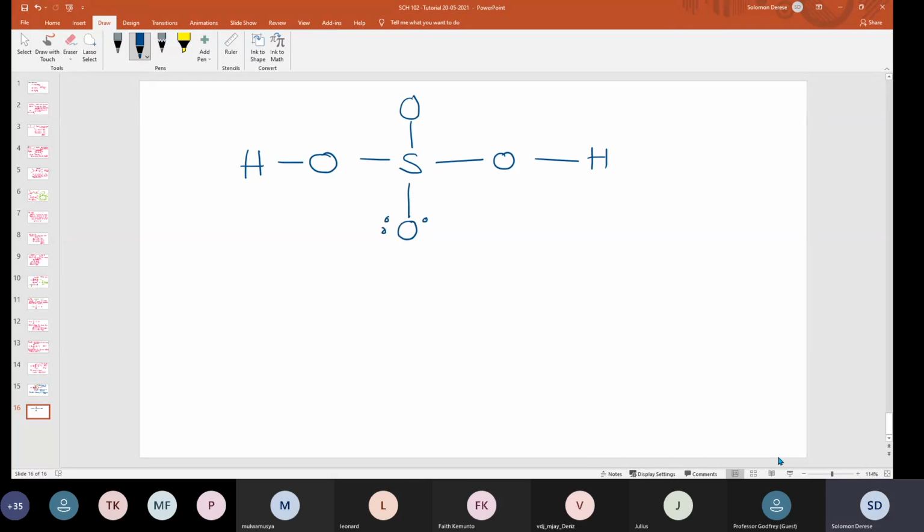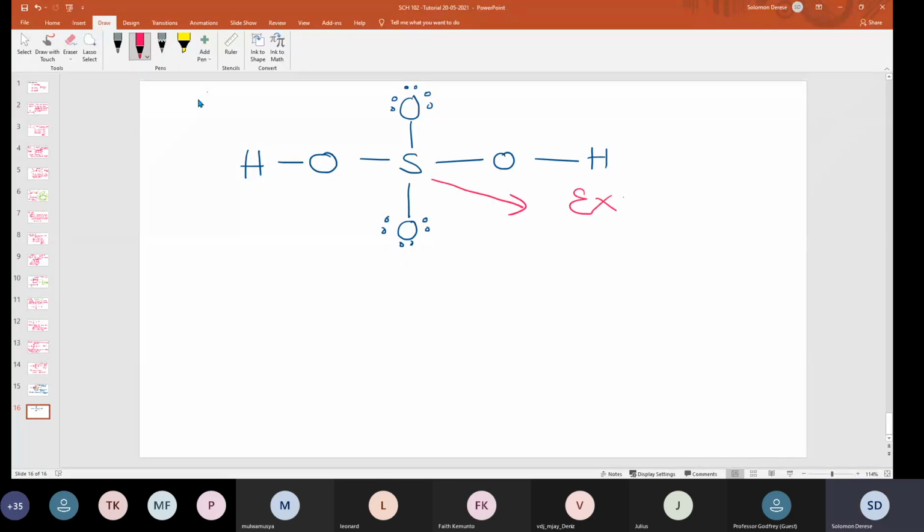2, 3 lone pairs of electrons on the oxygens. Now what should happen? We must make sure the molecule, as much as possible, does not have charges. As much as possible. We must also make sure, as much as possible, there is no separation of charges. You remember sulfur?